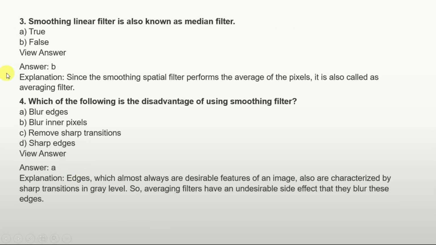Now, smoothing linear filter is also known as the median filter. Is it true or false? So the answer is true. Which of the following is the disadvantage of using a smoothing filter? Blur edges, blur inner pixels, removing sharp transitions, sharp edges. So the answer is option A, that is blur edges.